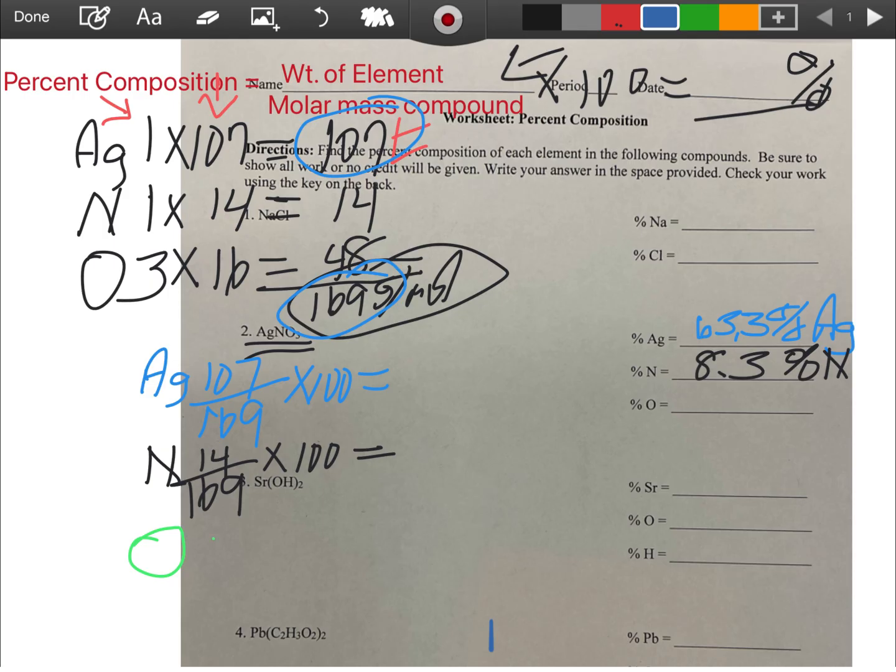I also got, oh, is this too light? Oh, no, it's good. Okay.